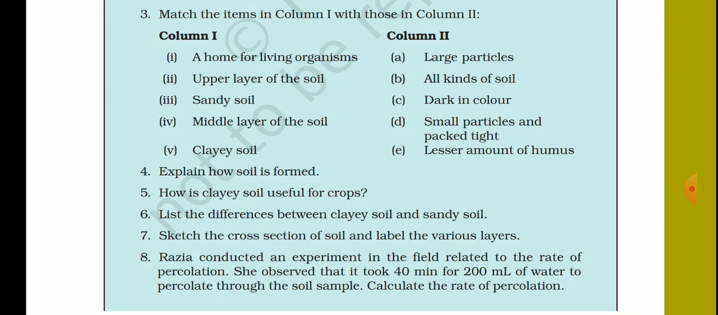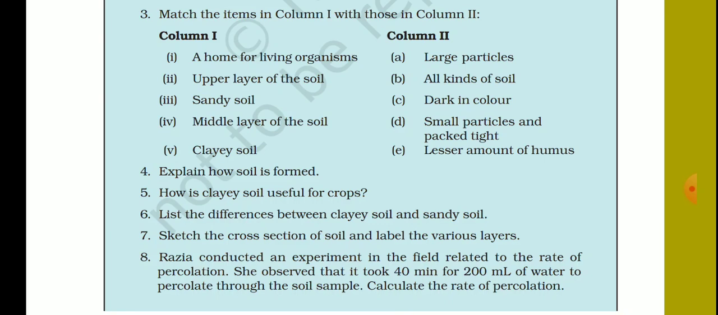Second, upper layer of the soil. The correct match will be C, dark in color, because of the presence of humus. So the upper layer of the soil is dark in color. Third, sandy soil. We have discussed that the particles of sandy soil are very large, so the correct match will be A: for sandy soil it will be large particles.